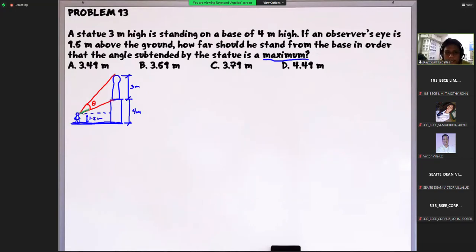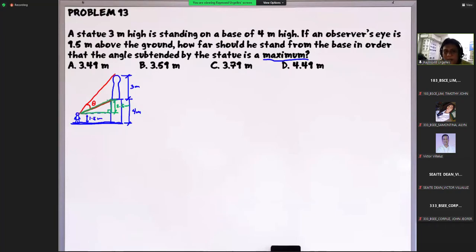So this is the first triangle na i-consider natin. Okay? So as you can see, this is a right triangle. So makikita natin from the figure that if we measure this distance here, that's 4 meters minus 1.5. So this is 2.5 meters.